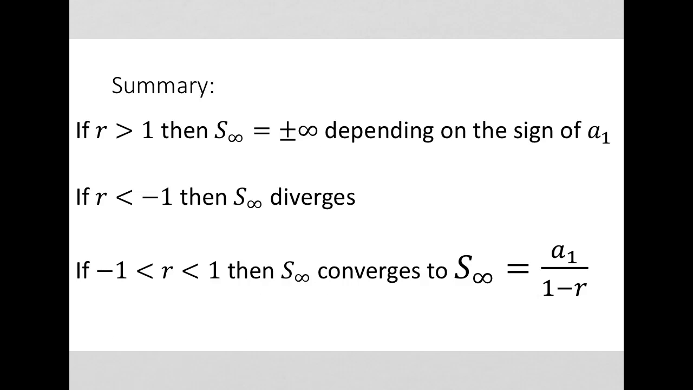So let's hit this summary again real quick. If r is greater than 1, then the infinite sum of a geometric series will be either positive or negative infinity, depending upon the sign of the first term. If r is less than -1, then the series just simply diverges to nothing in particular. It's going to bounce between positive and negative numbers that get bigger and bigger and bigger. But if -1 is less than r and r is less than 1, so if r is between -1 and 1, then the infinite sum actually converges to a value which can be found by taking the first term and dividing it by 1 minus r.